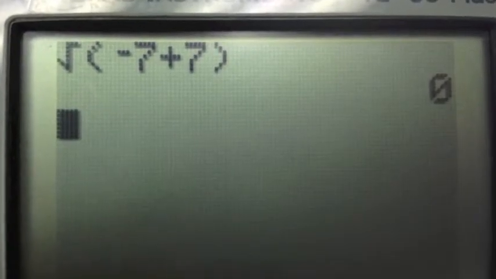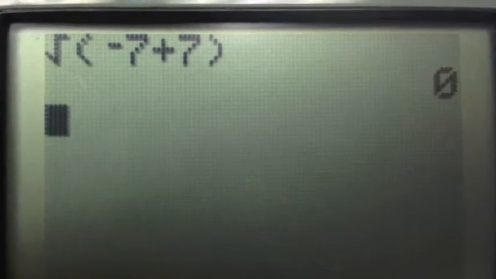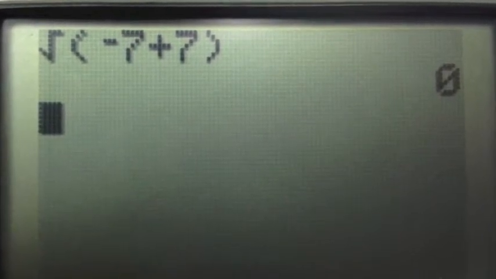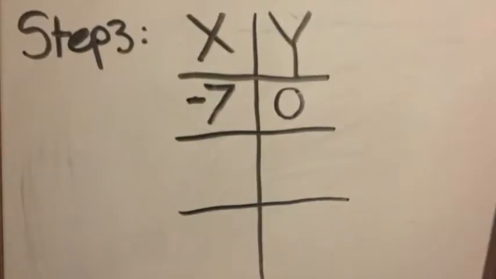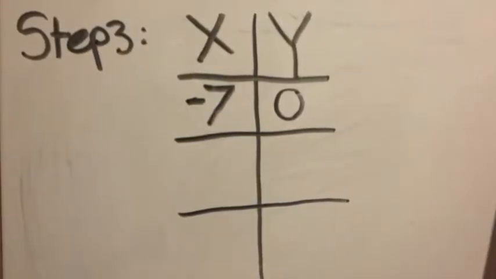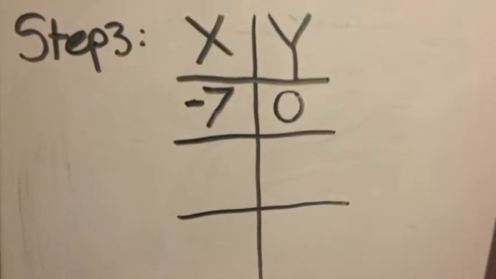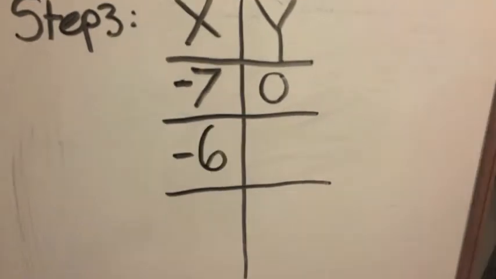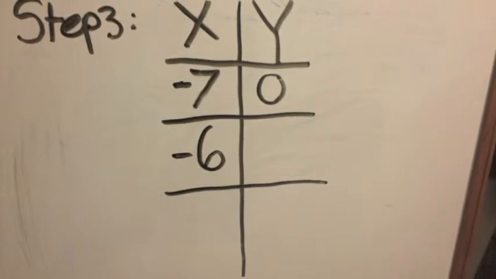On your calculator, revert back to the original problem and replace x with -7. Once you receive an answer, plug the answer back into the y column. As you can see, after plugging in -7, the answer is 0. Now we must do the same thing to -6. We use -6 because x is greater than or equal to -7.